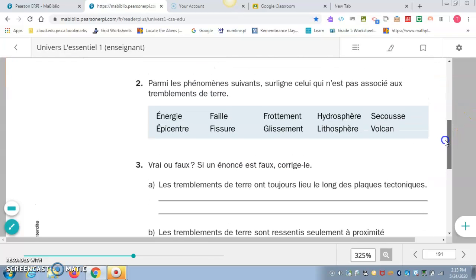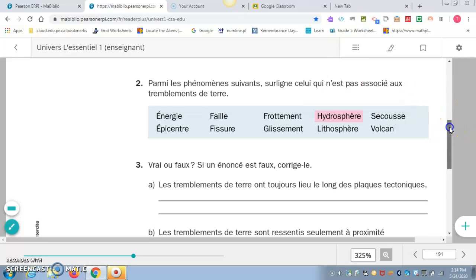Si on regarde question numéro 2, parmi les phénomènes suivants, surligne celui qui n'est pas associé au tremblement de terre. So which one of these, there's only one, is not associated with earthquakes? It's not a vocab word for this unit. So we have énergie, épicentre, faille, fissure, frottement, glissement, hydrosphère, lithosphère, secousse, and volcan. So if you looked on page 190, all those words are there except for one. And the one that we did not discuss, or it's not part of earthquakes, would be l'hydrosphère, right? Which is the bodies of water.